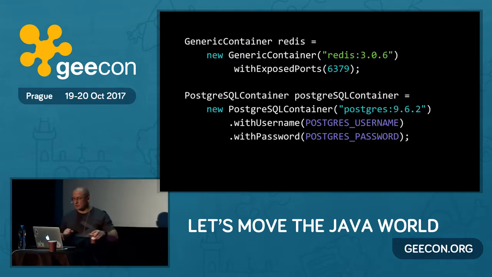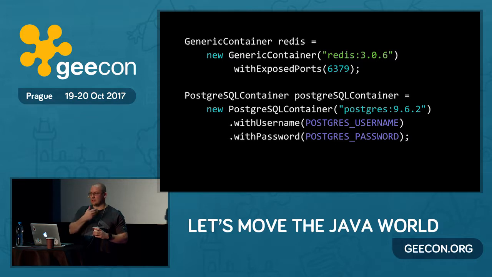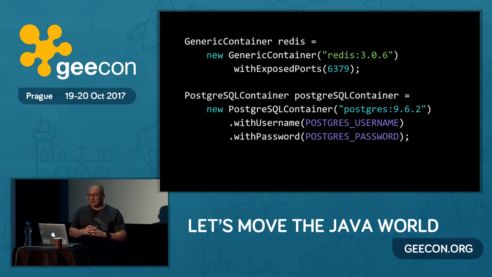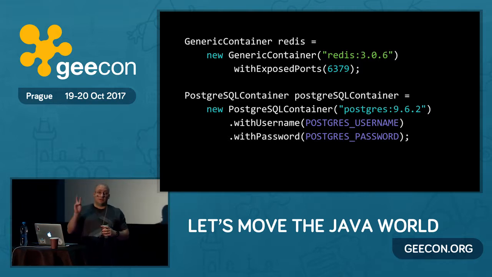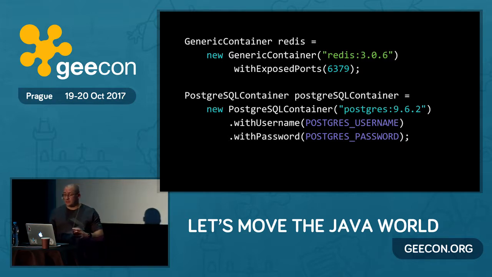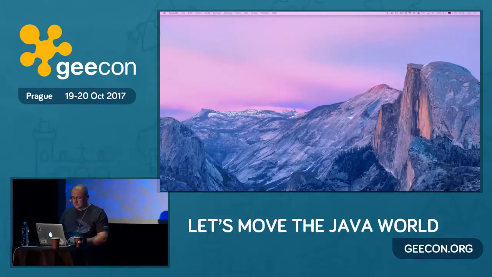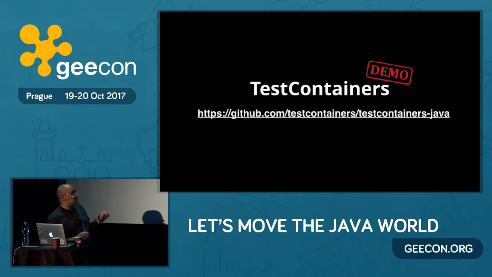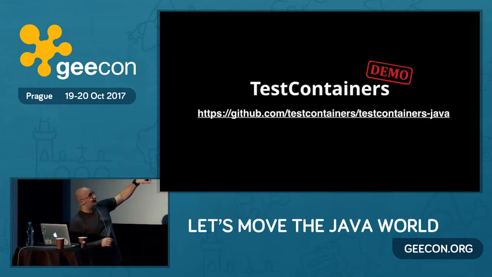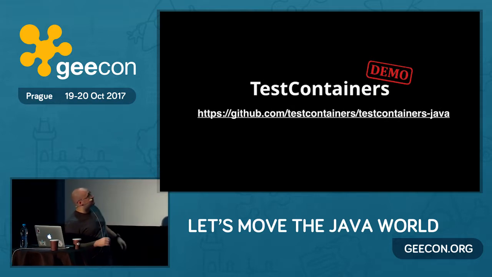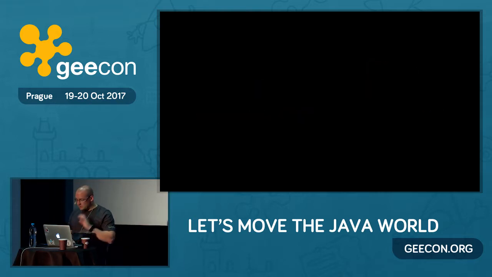for databases, there are specialized containers that provide you some convenience methods. Like in this case, you have username, password. But in most cases, you can get away with just the generic container API and some builder pattern there. So let me show you a basic, very basic example, some hello world, basically. If you want to look at that, there is a very nice project on GitHub, Testcontainers Java, and there are examples. So I'm using one of the examples for this demo.